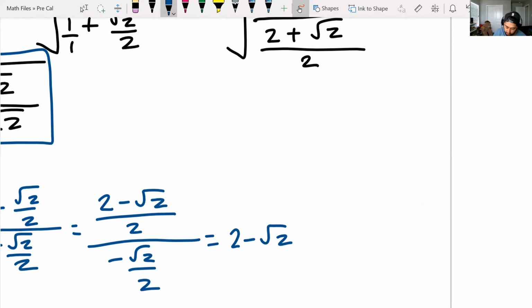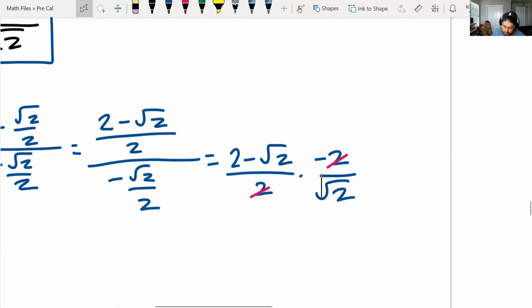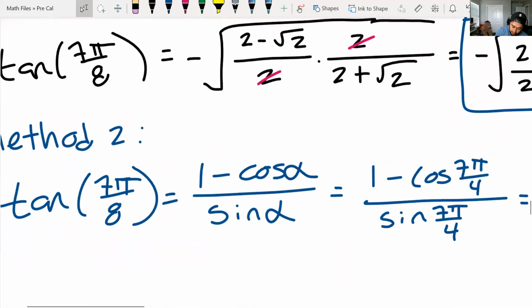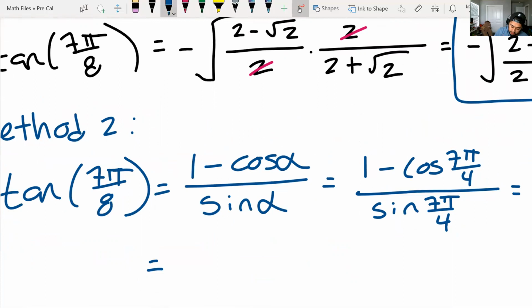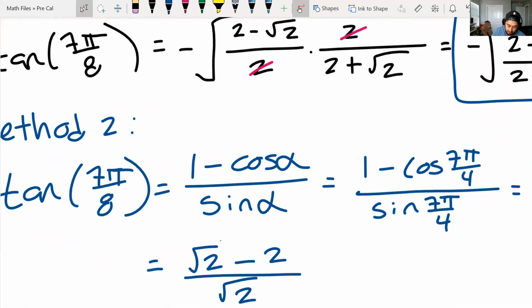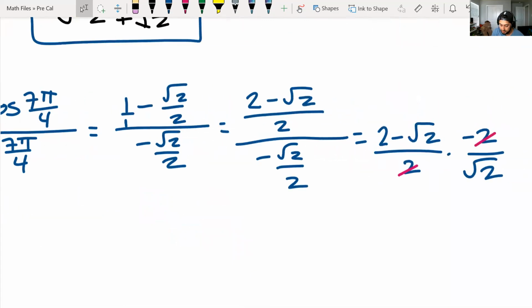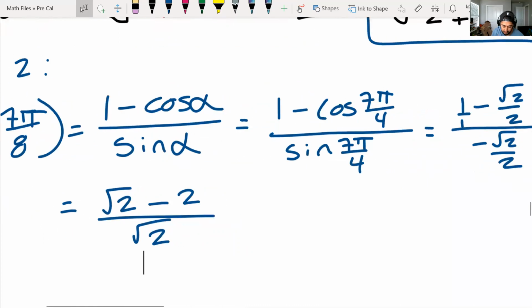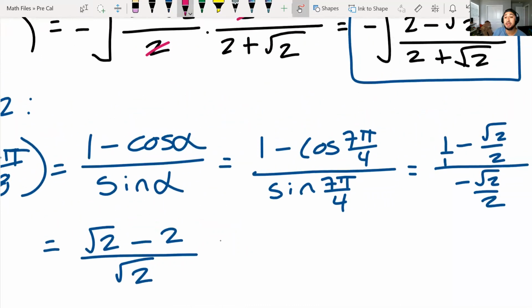2 minus square root 2 over 2 times negative 2 over the square root of 2. All right. Cancel, cancel. And what am I left with? That negative will change everything. So this negative will make the numerator square root of 2 positive and the 2 negative. So this is what I'm left with. So I get square root 2 minus 2 over the square root of 2. All right. Yeah, it's positive square root of 2 minus 2 over the square root of 2. Sounds good. Okay, but now, of course, we can't leave it like this.